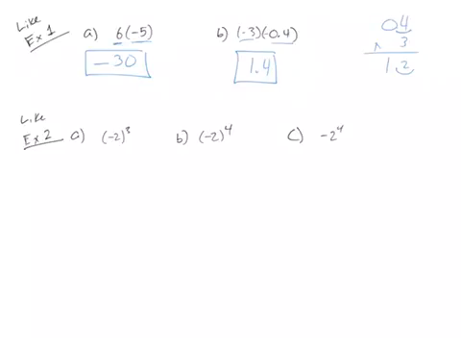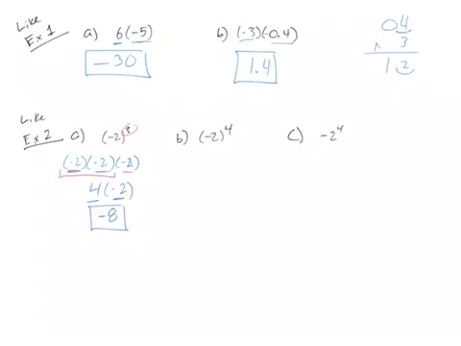Alright, now example 2. Part A, this means -2 times -2 times -2. Notice I have 1, 2, 3 of them. That's why I have that 3 as an exponent. So just multiply these first two. First, -2 times -2. Negative times a negative gives me a positive. 2 times 2 is 4. So I'm going to have 4 times -2. 4 times 2 is 8, but since these are different signs, that one's positive, this one's negative, my answer is going to be -8.